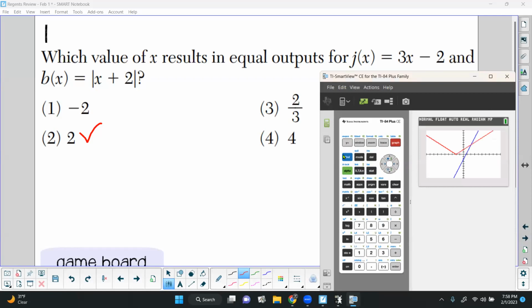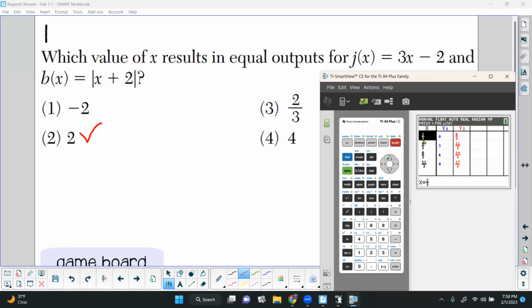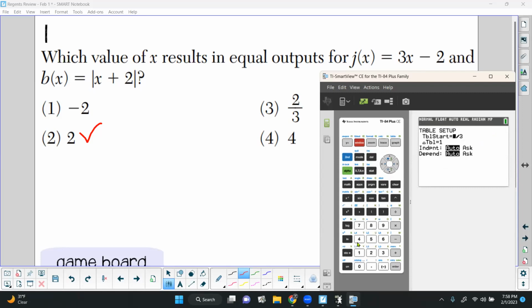Let's take a look. Oops, I pressed graph by accident. Table. All right, there it is. See? I started my table at 2/3. Is it a match? No. Okay, so I'm going to go back and change my table settings so that the next time I use it, it's not too messed up. But you can always enter this into the settings.